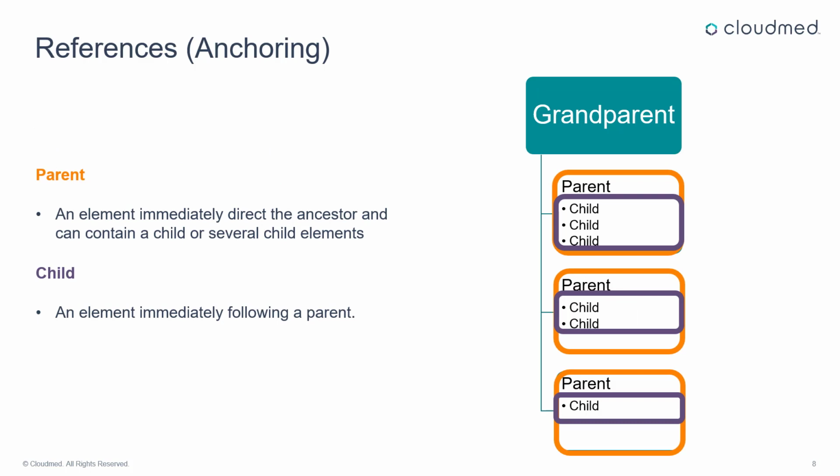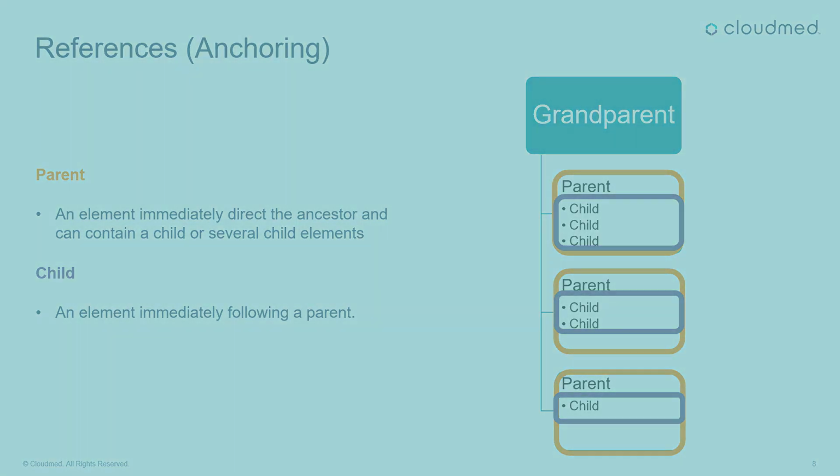Our next referencing is our parent-child referencing, and these are probably quite familiar to you. If you've worked with the web script builder in the past, they're kind of following through with that. The parent-child relationships are still the same. You have a parent that's an element immediately direct to the ancestor and can contain one child or several child elements, and a child is an element immediately following that parent, and the children together are siblings. So again, very similar to what you've most likely seen.